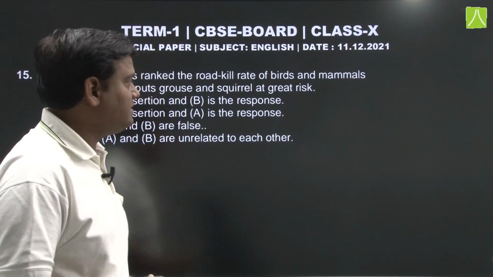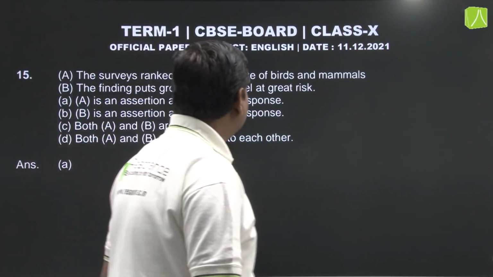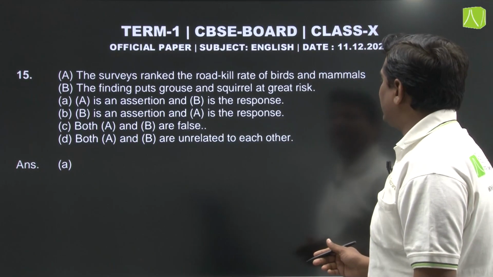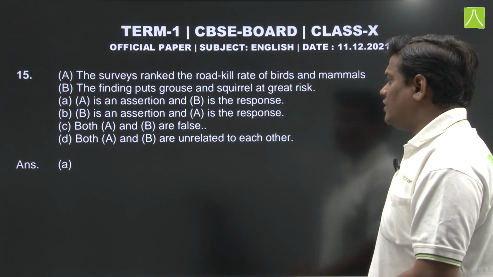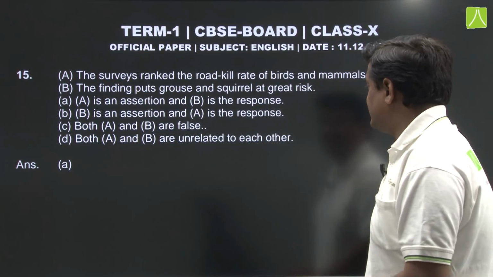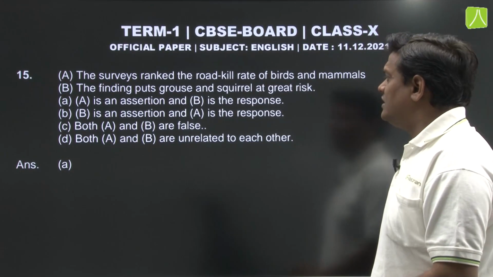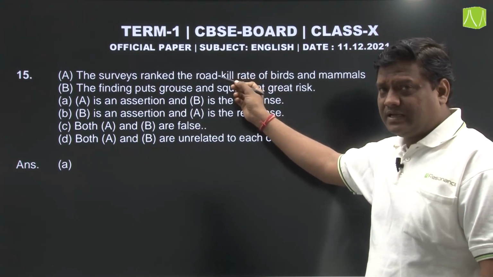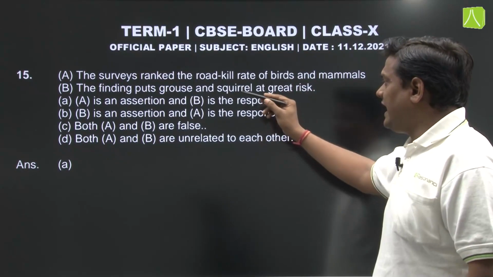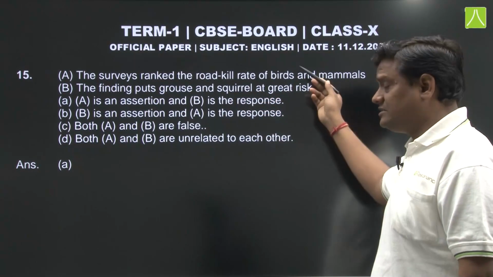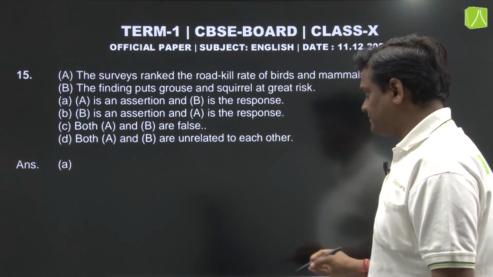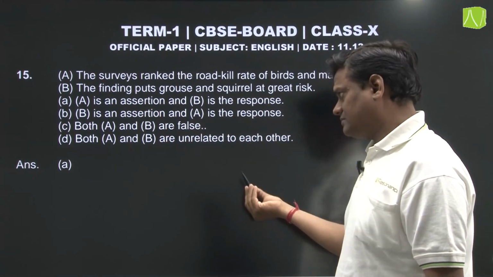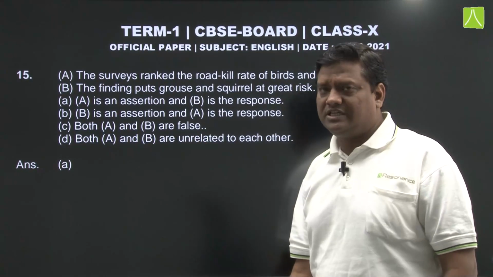Now, question number 15. The survey ranked the road kill rate of birds and mammals. The finding put grouse and squirrel at great risk. So, we are to find out which is the assertion and which is the response. After reading this, we come to know that statement A is an assertion and statement B is its response. A is an assertion and B is the response. Correct answer is option A.